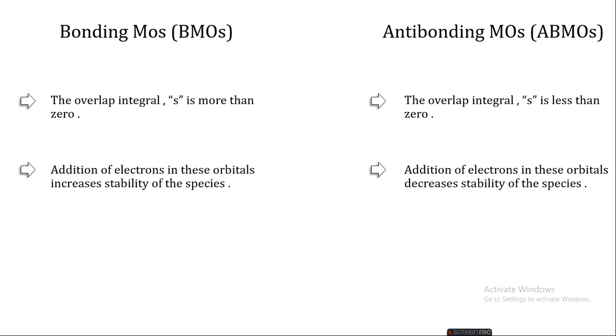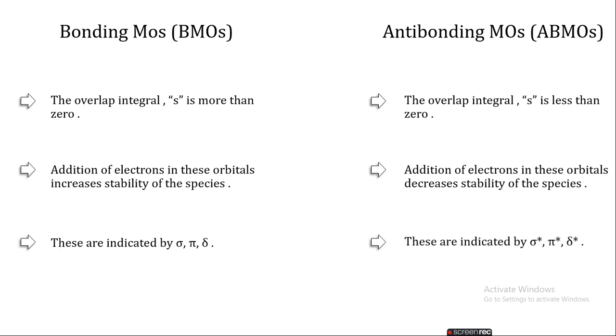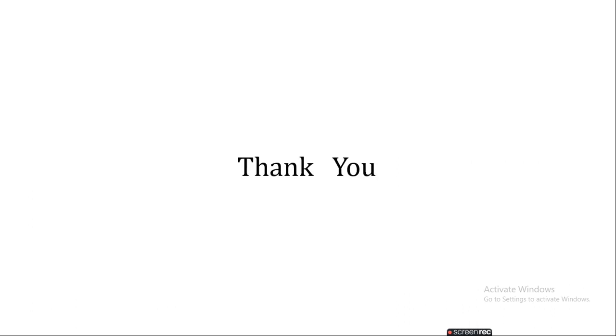Next point is that we all know these bonding molecular orbitals are indicated by sigma, pi, delta, and antibonding molecular orbitals are indicated by sigma star, pi star and delta star. These are the points of antibonding molecular orbital and bonding molecular orbital.